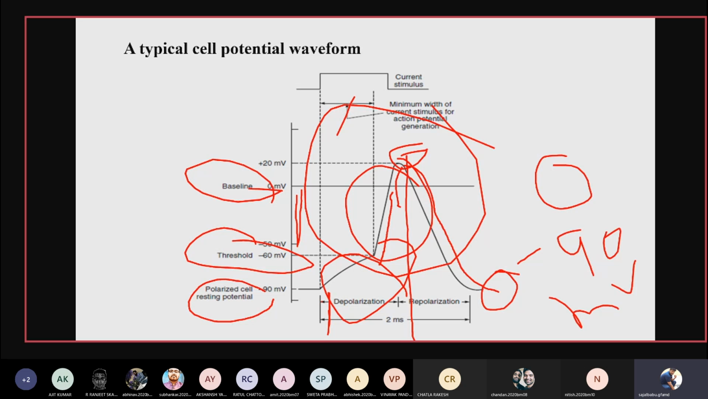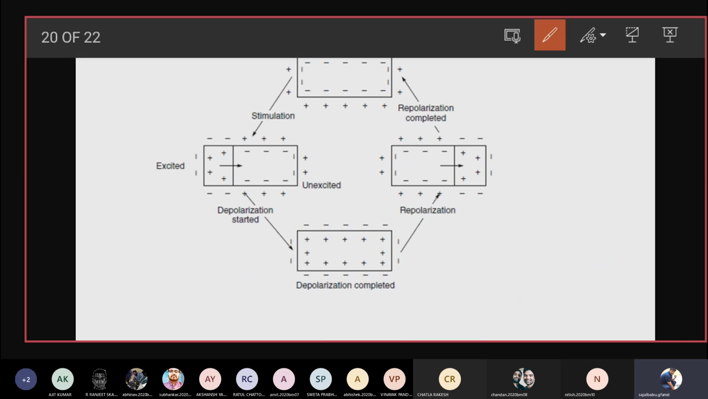Okay, so this is your typical cell potential waveform. These are the various stages of how the cell reaches the active potential and again comes back to the rest potential. Let us consider the initial cell. This is your polarized cell, in rest position, so it has a potential of minus 90 millivolts at this time.